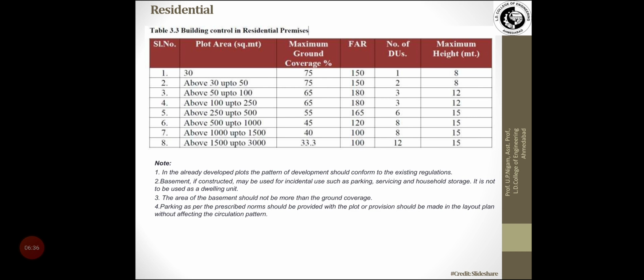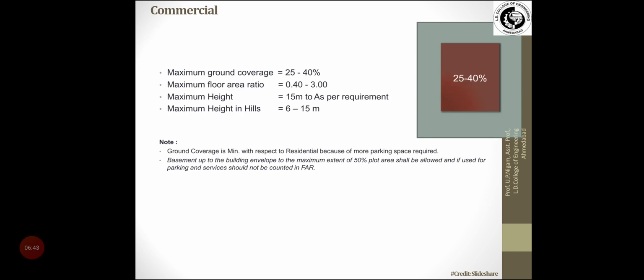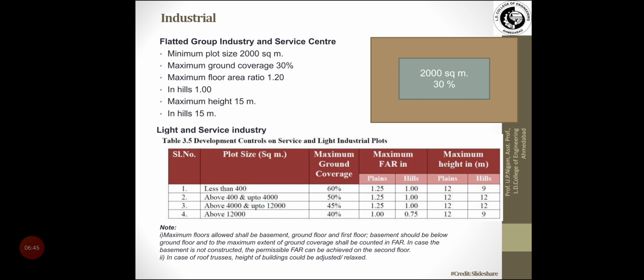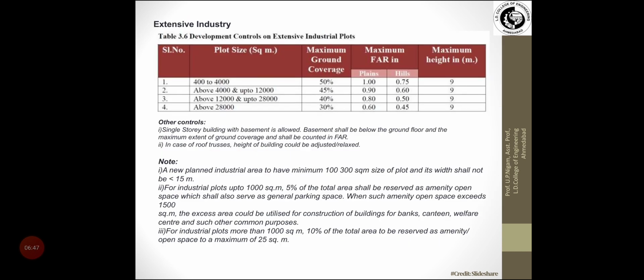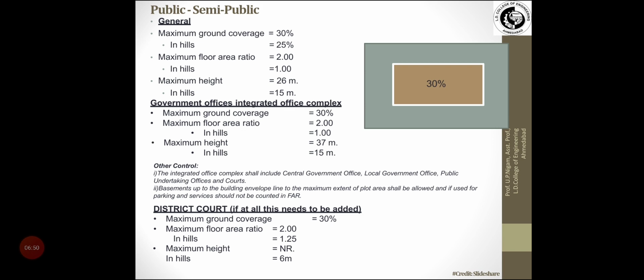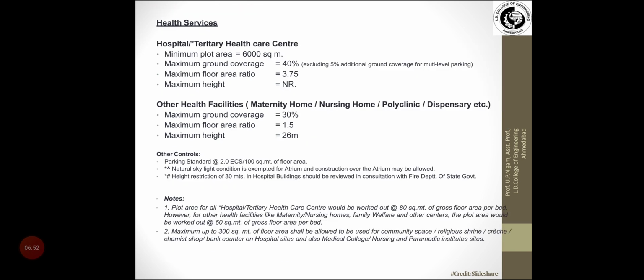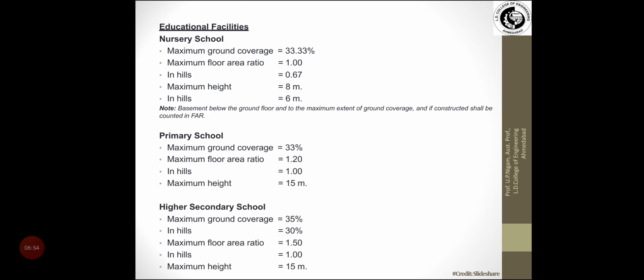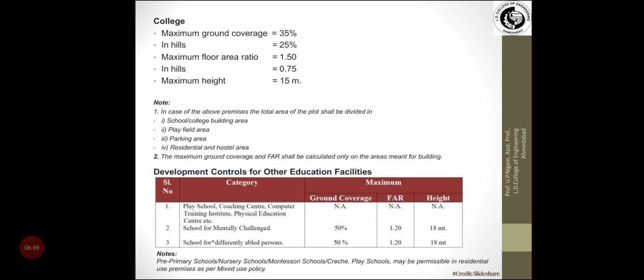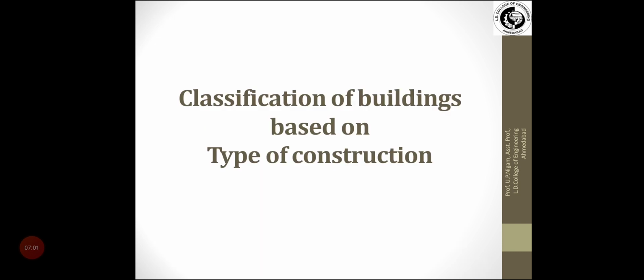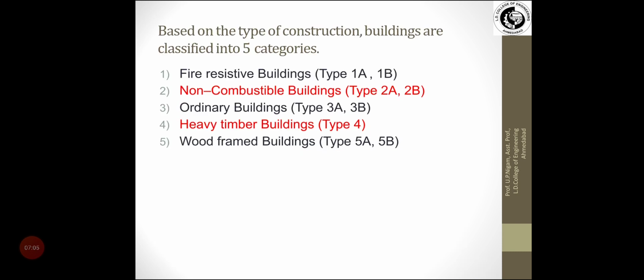So residential buildings have a particular FAR, and the number of units is specified. We have already covered this portion in the previous class, so we will not go into that much detail on these slides. Educational buildings, in which schools and colleges are included, and institutional buildings, such categories are also provided. Now, based on the type of construction, buildings are classified into five categories.